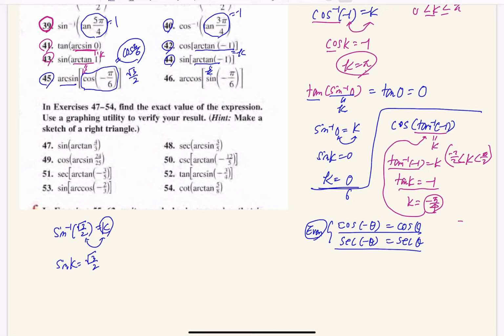K should be between negative pi over 2 and pi over 2 because the range of sine inverse is between negative pi over 2 and pi over 2. So K should be a first quadrant angle. Which angle K can satisfy this equation, sine K equals root 3 over 2? This is a unit circle, so K is 30 degrees. No, 60 degrees. Pi over 3.